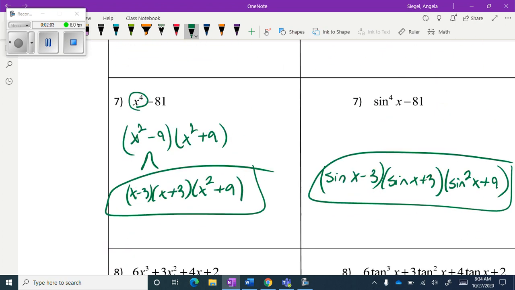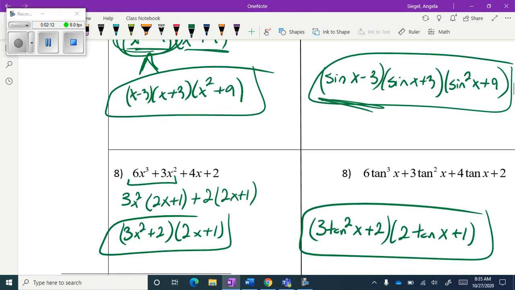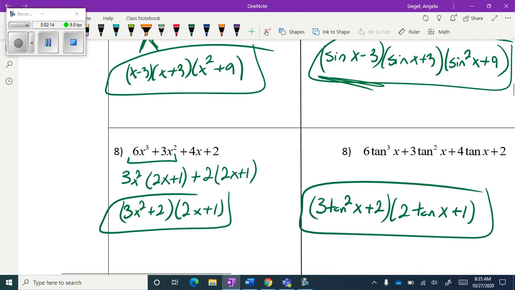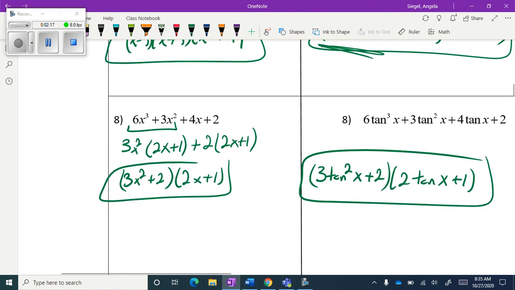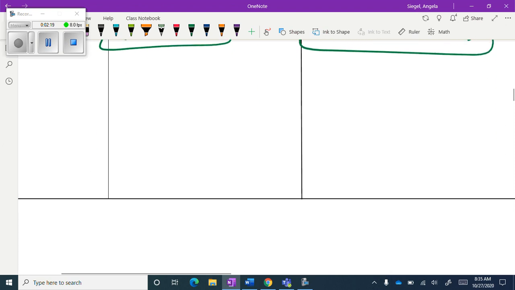This is an x to the fourth, so I broke it down once, and then this is also a perfect square binomial, so I had to break that down again. Same thing over here. Part of this too is that we're reviewing that algebra part of it as well.